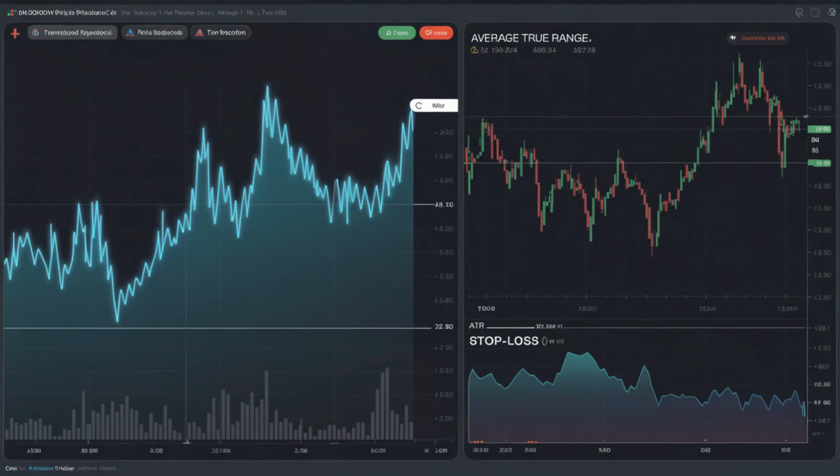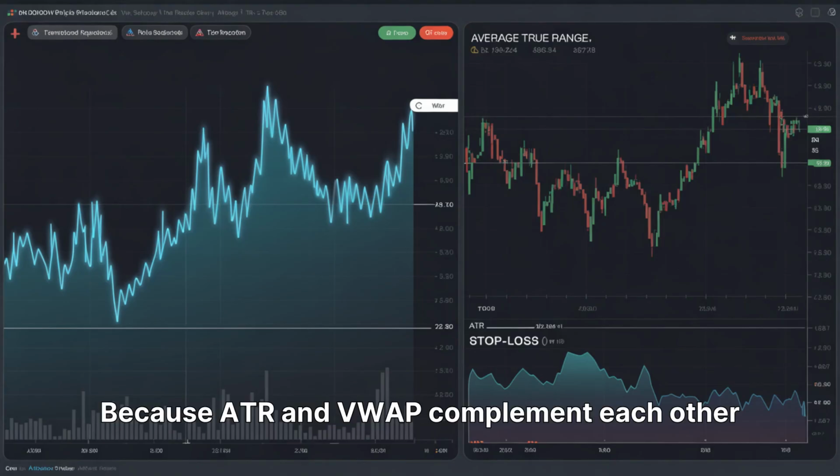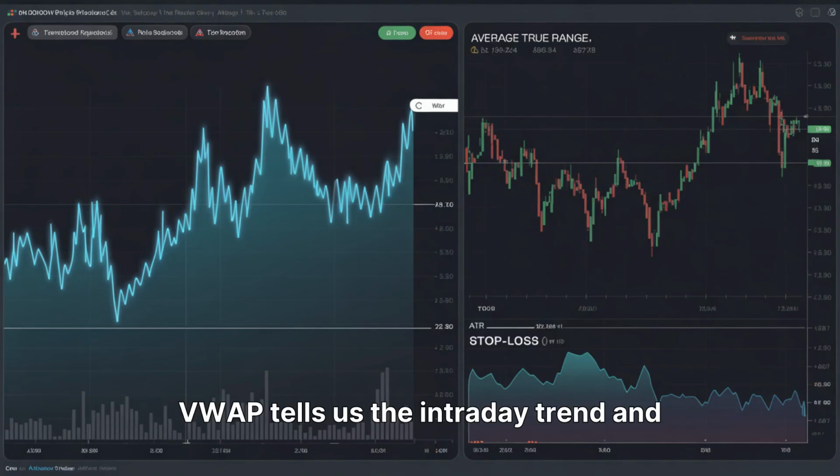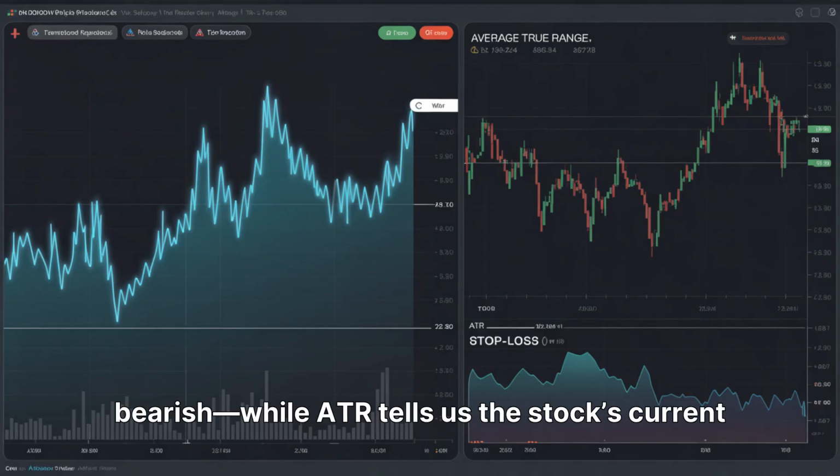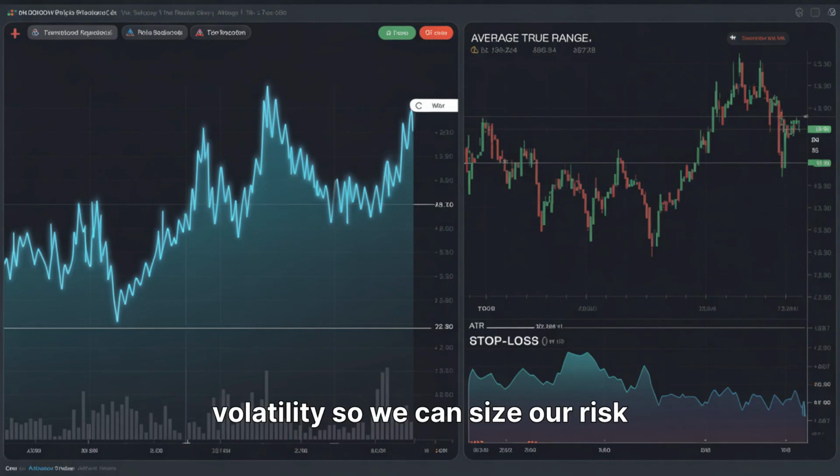Why combine them? Because ATR and VWAP complement each other perfectly. VWAP tells us the intraday trend and value area, effectively whether we are bullish or bearish, while ATR tells us the stock's current volatility, so we can size our risk appropriately.